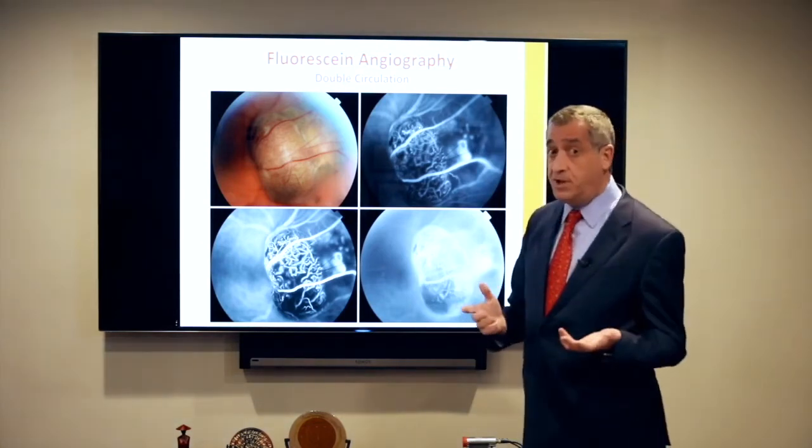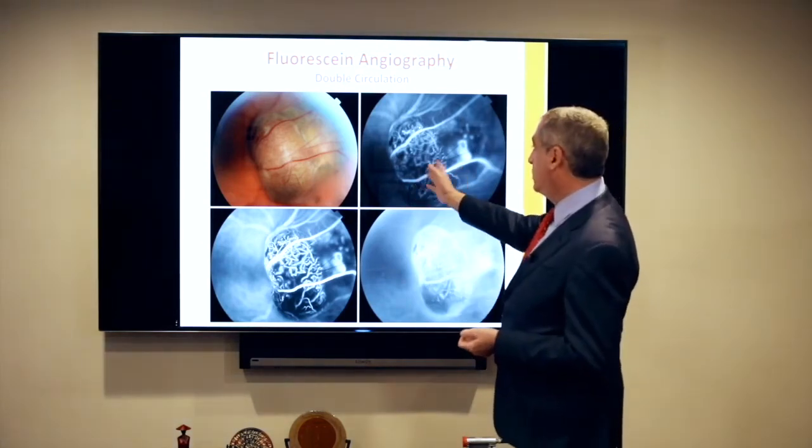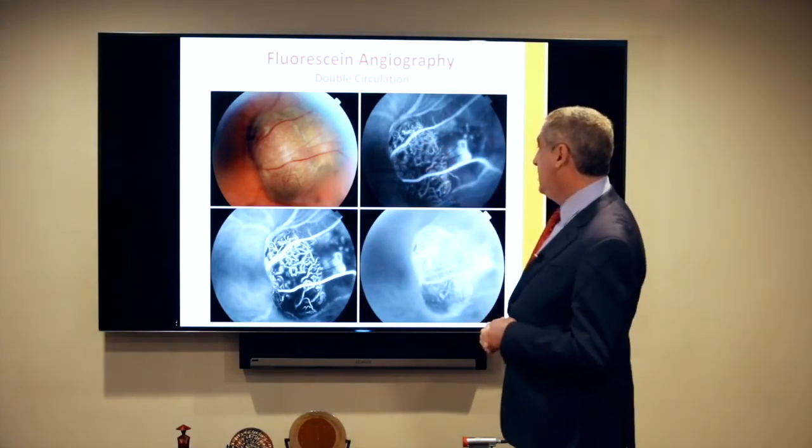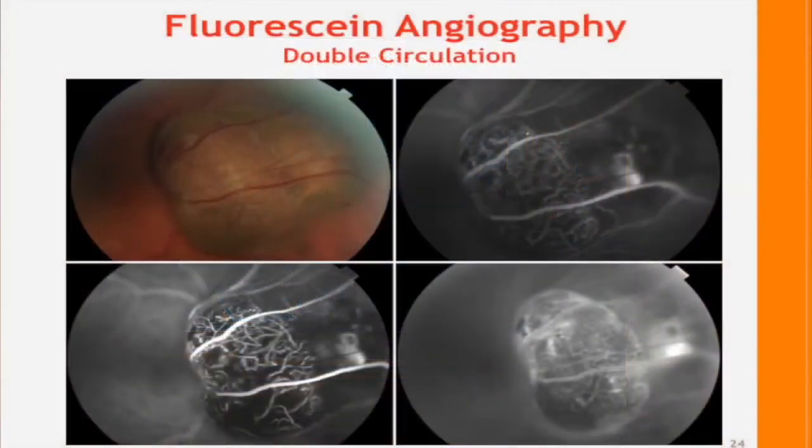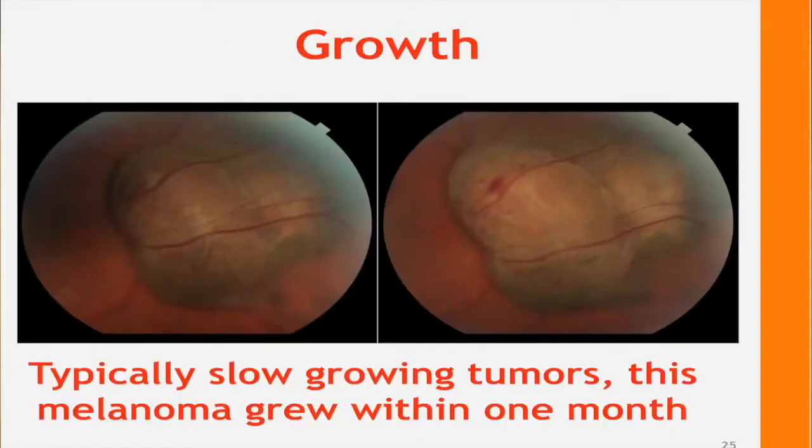But when you do an angiogram, it jumps out at you. You can definitely see the intratumoral blood vessels, and you have to catch them early because they leak. And so I suggest you make sure you get early frames. You can also see small aneurysms coming off of those vessels.